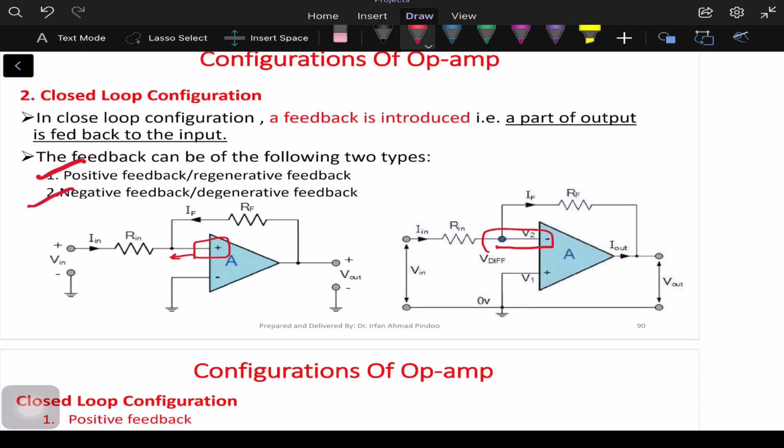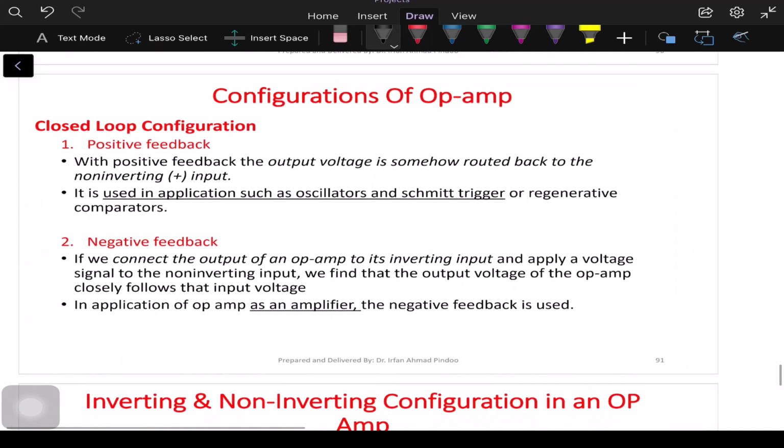Positive feedback has its own advantages and applications. Negative feedback is used for another set of applications. For example, if the aim is to control the gain, we prefer using negative feedback. If our aim is to create oscillators, then we can use the positive feedback circuit for that purpose. So it depends on the type of application.